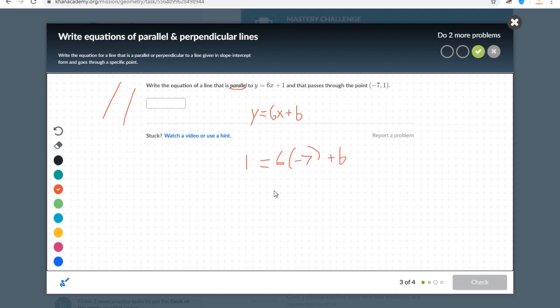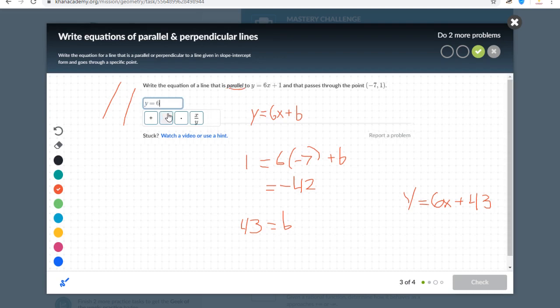So 6 times negative 7 is going to give you negative 42. And then we just add that over. B equals 43. So our answer should be y equals 6x plus 43.